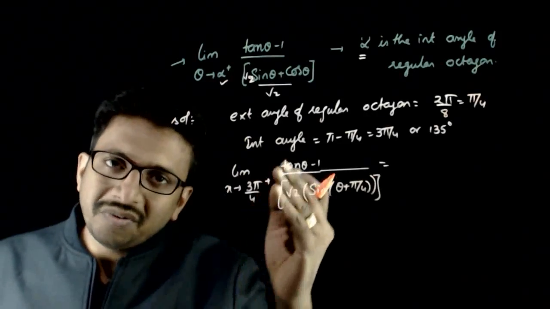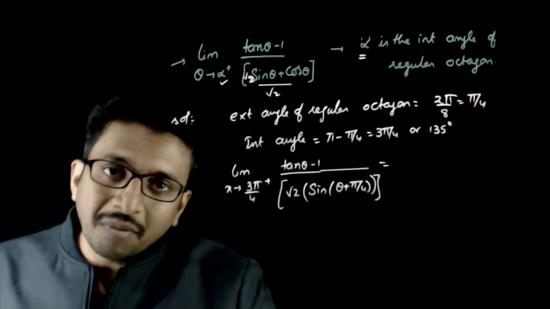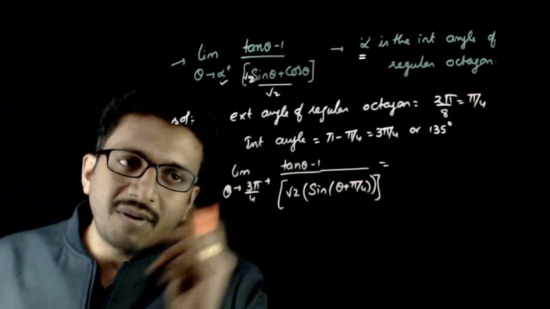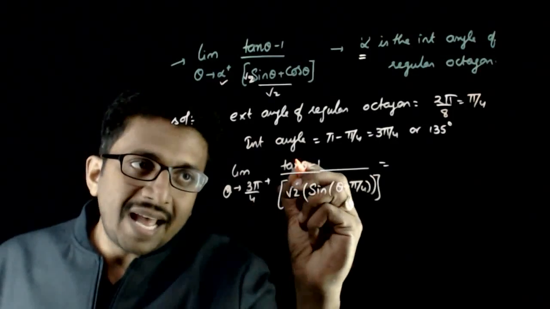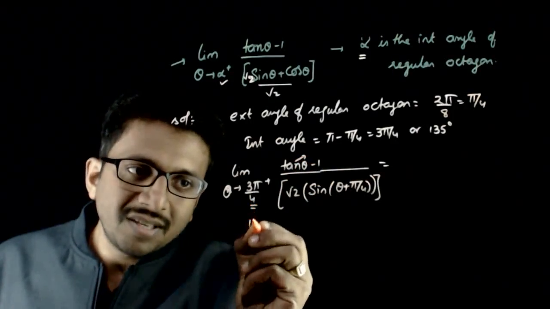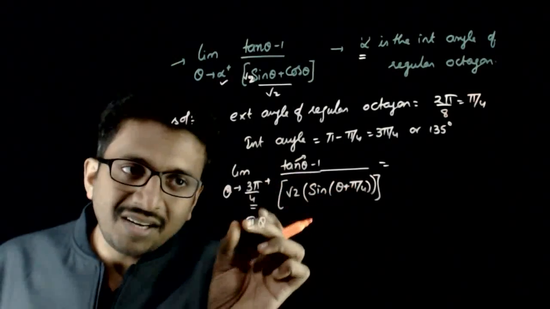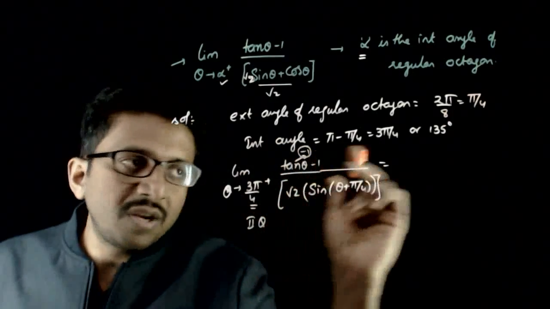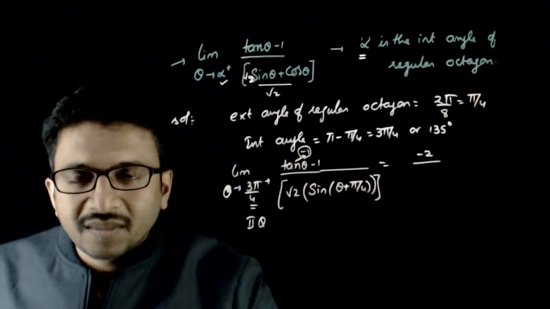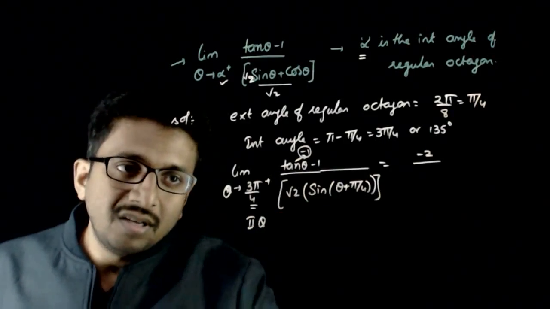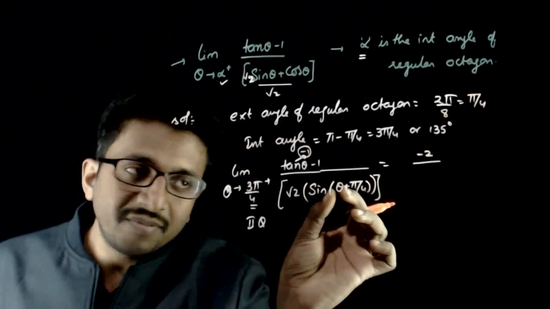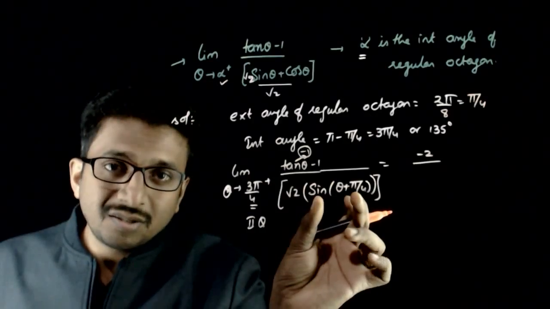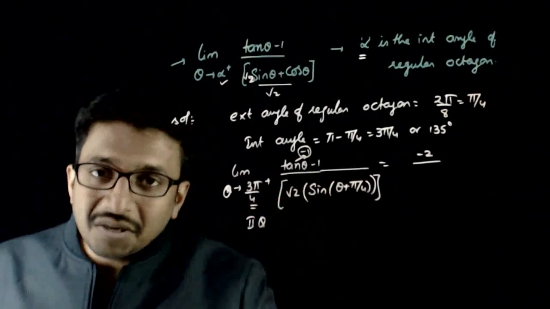Now let us do the direct substitution and see whether we are getting an indeterminate form or a determinate form. When theta is tending to 3 pi by 4 plus, tan theta, obviously this 3 pi by 4 is in the second quadrant, so tan theta is negative, so tan theta is minus 1. So the numerator is minus 1 minus 1, that is minus 2. What happens to the denominator? If you put 3 pi by 4 in place of theta, 3 pi by 4 plus pi by 4 is pi, and sin pi is 0. So exactly at 3 pi by 4 you're getting 0.